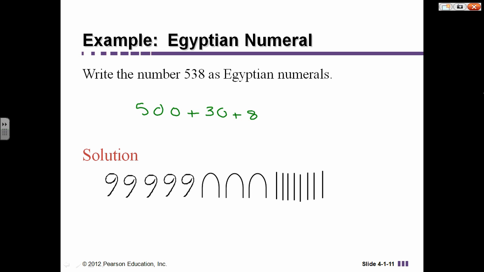So then you have to remember that hundreds, or 500, is 5 times 100. 30 is 3 times 10. So here we have 3 heel bones for the tens. We have 5 scrolls for the 100s, and we have 8, sorry, it didn't look like 8. And we have 8 tally marks for the 8 constants. And so the representation of 538 is what you'll see below.